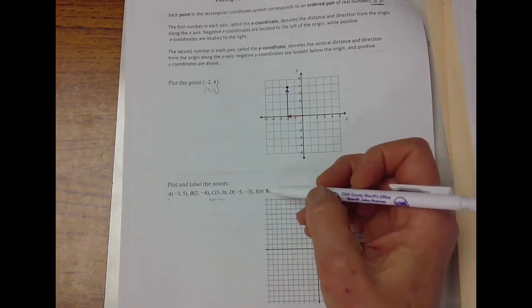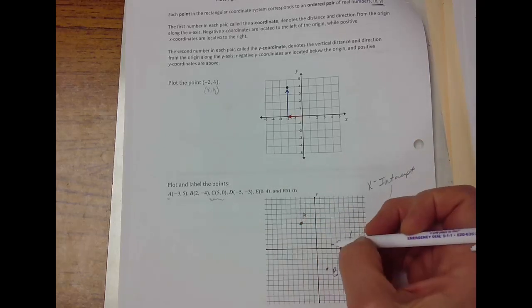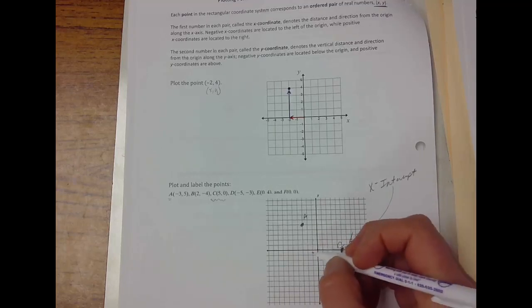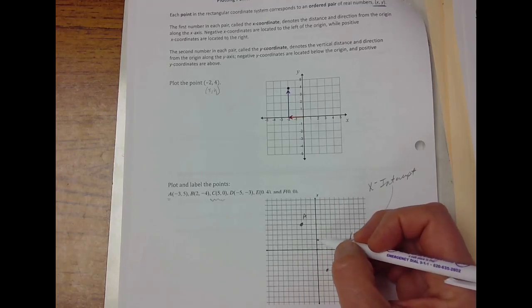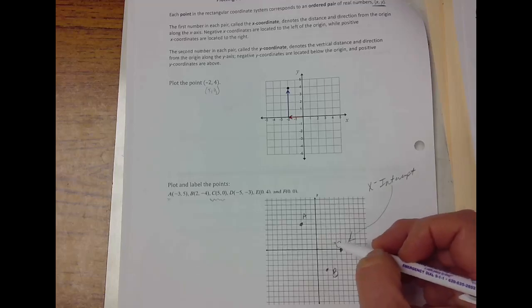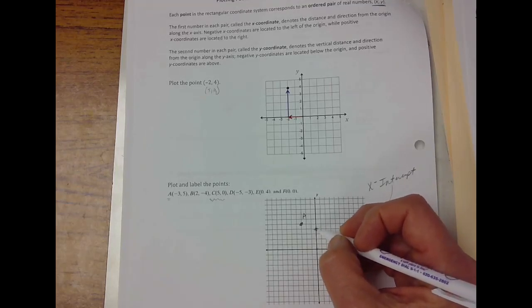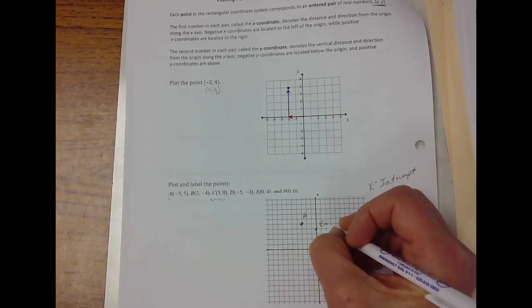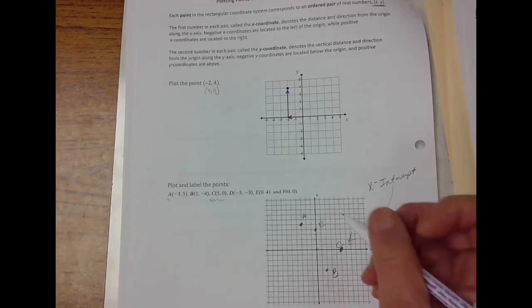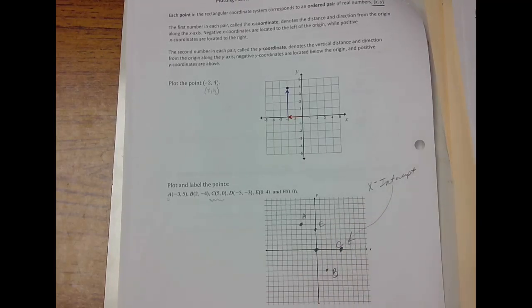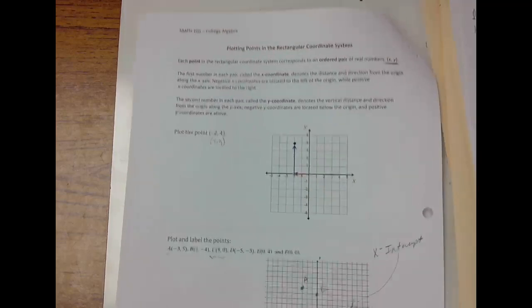All right, and then the next one, if you have 0 comma 4, you're going to stay at, movement on your x is 0, and then you're just going to come up 4. And if C was your x-intercept, then point E would be your y-intercept. And then, of course, the last one would be 0, 0, and that's going to be your origin. And that would be F.